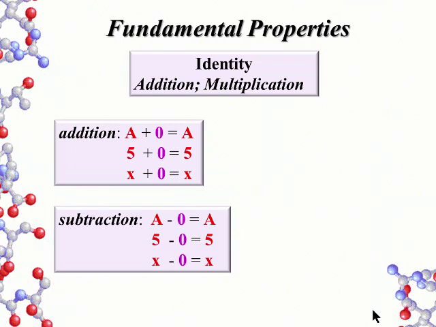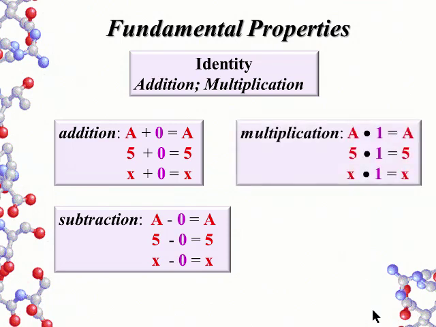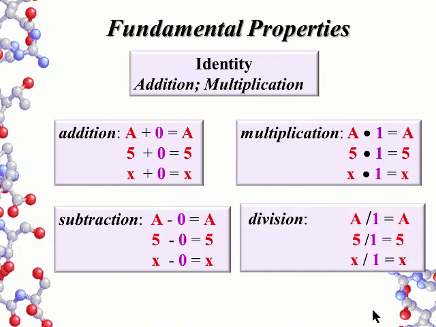It also equals a. The identity law of multiplication says a times 1 equals a. Multiplying a value by 1 returns the value. The law also holds when a value is divided by 1. a divided by 1 equals a.